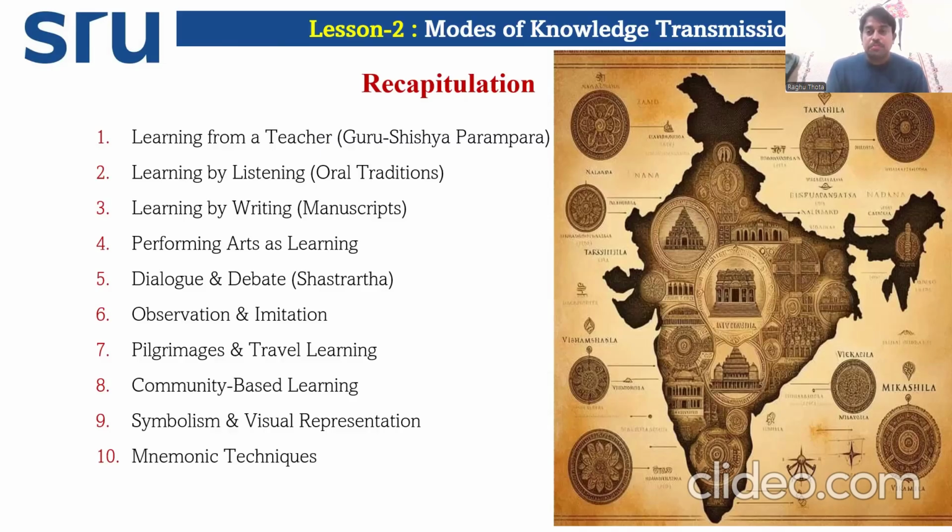If the Gurus have accepted their request, the Sishyas would live with the Gurus in the Gurukulas and learn from them. That is one of the best ways of knowledge transmission in ancient India, learning from a teacher. And the second important mode of knowledge transmission is learning by listening, the oral tradition, that is, through songs. Our ancestors firmly believed that through songs, knowledge can be easily transmitted to a group of people, and it can be registered for a long period of time in the minds of the people.